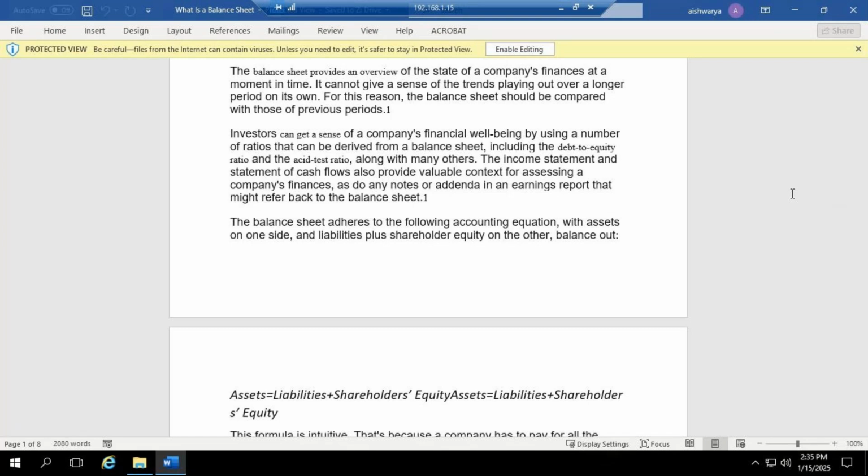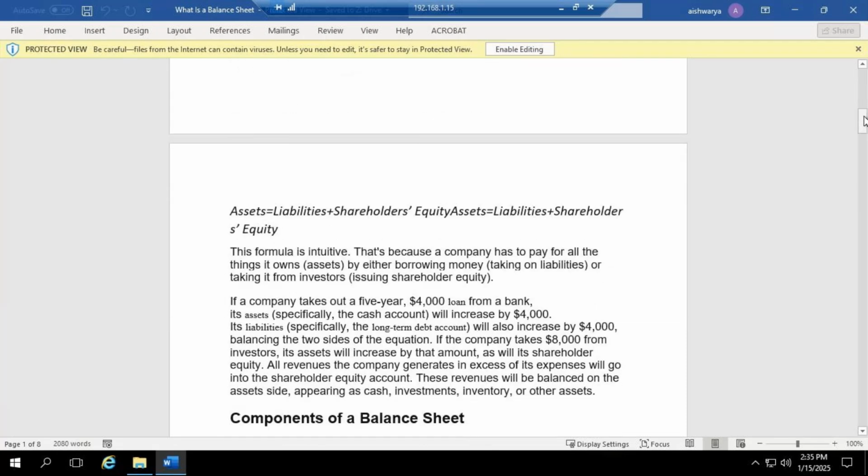So on the liability side we have to add the capital also. So equity, shareholders' capital and all, we have to add, and then we have to balance it. So this is the equation. You just write this down: assets is equal to liabilities plus shareholders' equity.